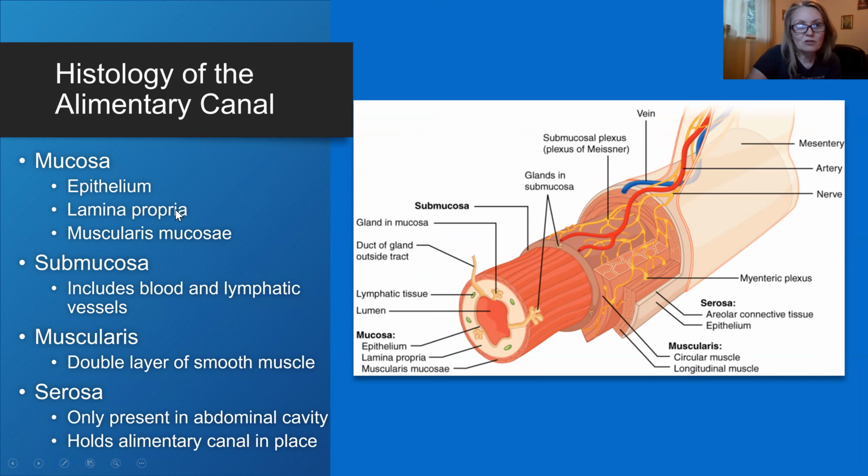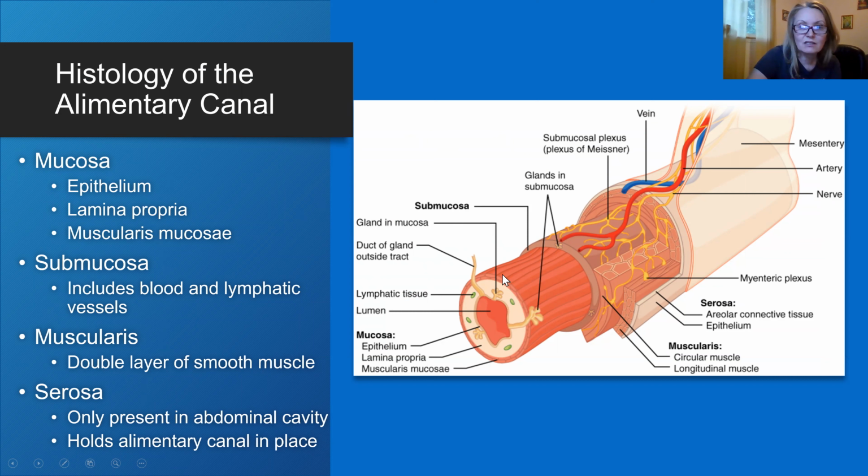If you look at the histology of the alimentary canal, it will change. We don't expect to find exactly the same histology in the stomach, for example, and in the anus. However, the major layers are going to be the same. And the major histological layers from deep to superficial include mucosa, submucosa, muscularis externa, and serosa.